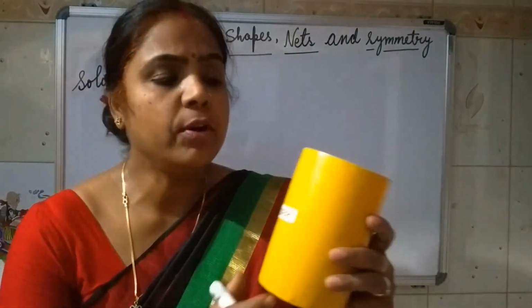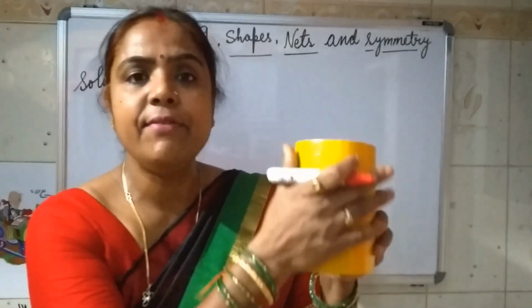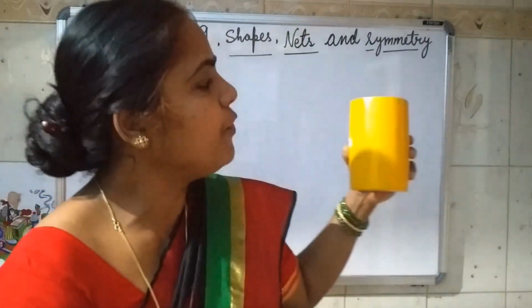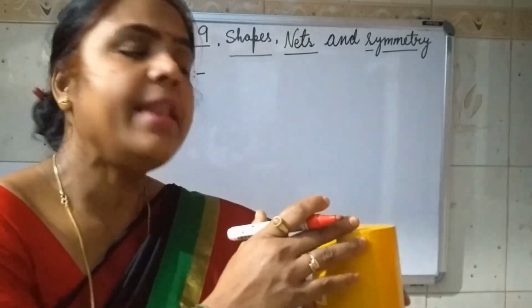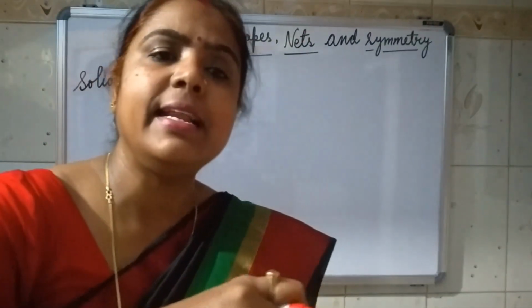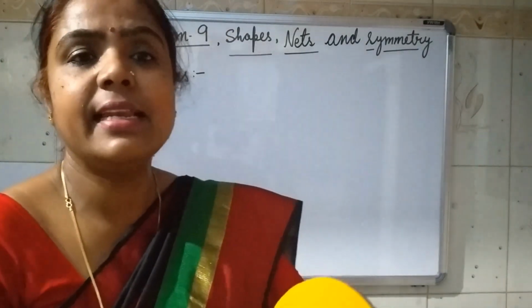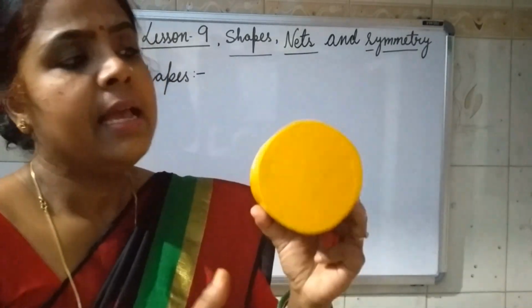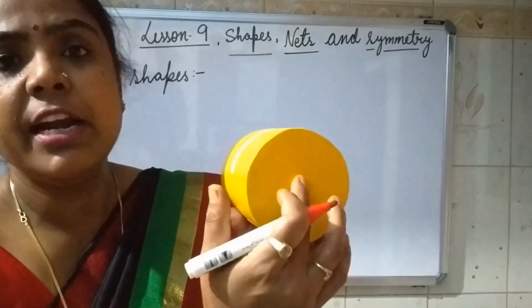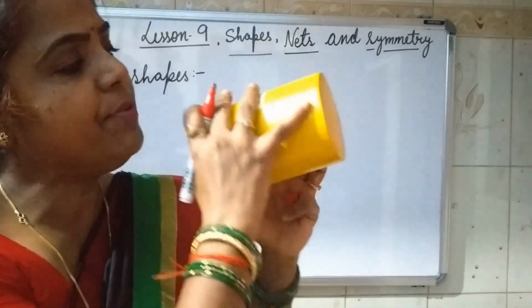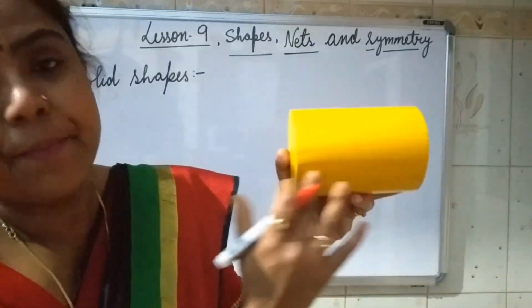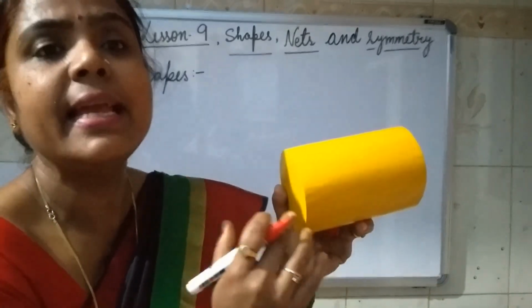If you are talking about the cylinder, it has one front view. If you look from the front, you will find a rectangle here. And if you look from the top, you will find a circle here. But if the cylinder is kept like this, again the same thing, it is the front view because it is kept like this, and this is the side view, and the side view looks like a rectangle. Clear? It is looking like a rectangle.